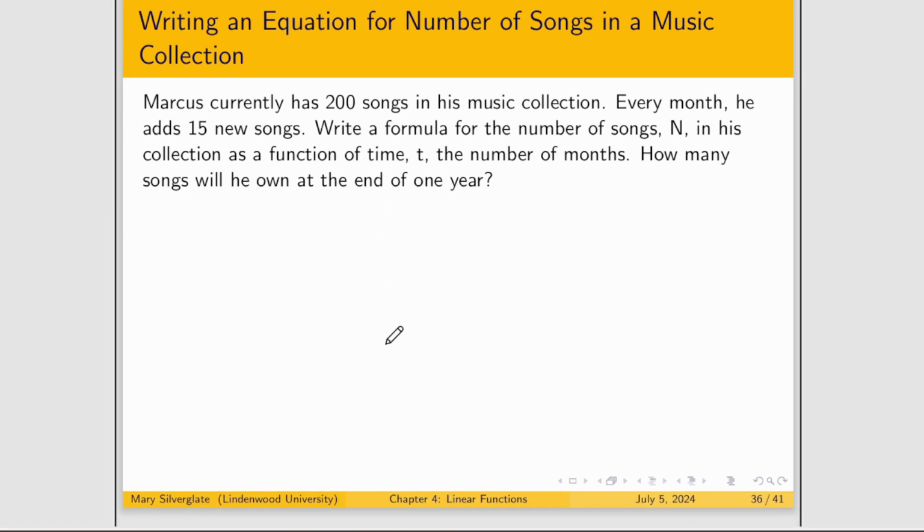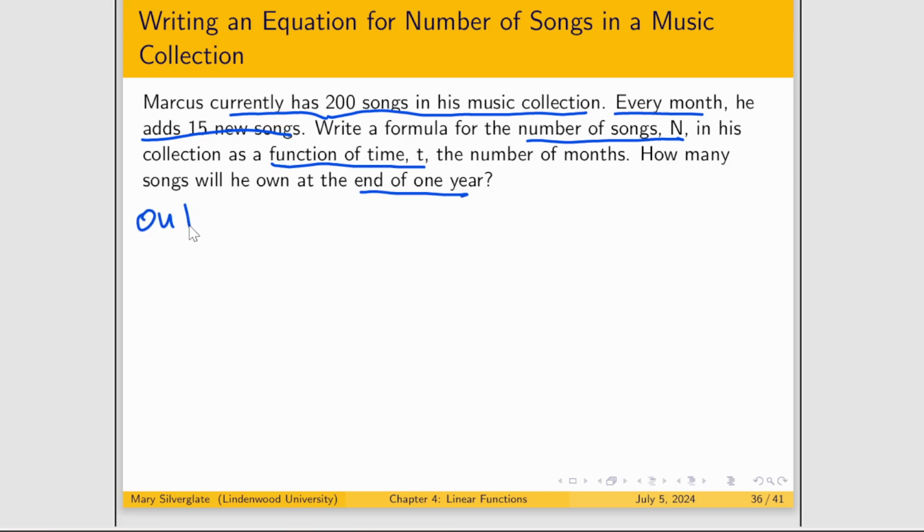So let's take a look at that in a new context. Marcus currently has 200 songs in his music collection, so I'm going to highlight that. Every month he adds 15 new songs. Write a formula for the number of songs in his collection as a function of time, the number of months. How many songs will he own at the end of 1 year?